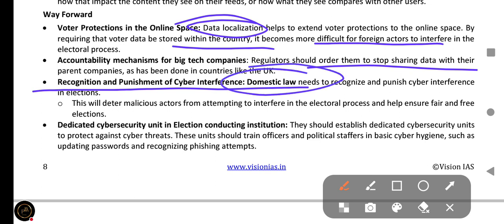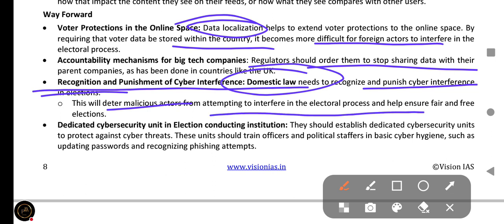And recognition and punishment of cyber interference. Domestic law needs to recognize and punish cyber interference in elections. This will deter malicious actors such as cyber threats or cyber hackers from attempting to interfere in the electoral process and help ensure free and fair elections. Dedicated cybersecurity unit in election-conducting institutions.